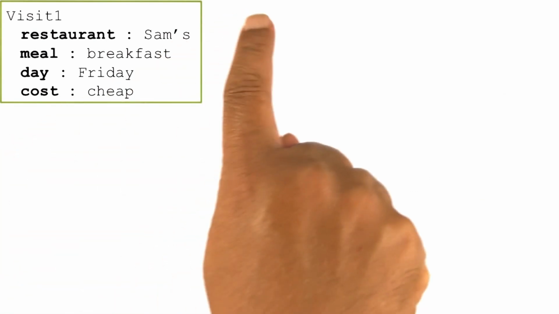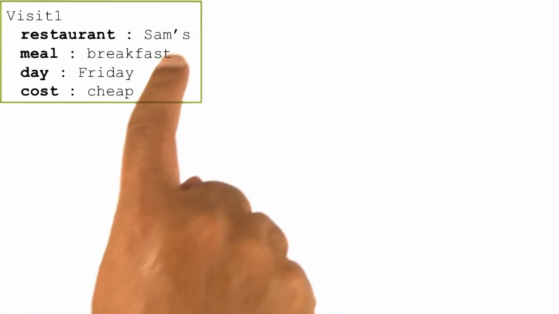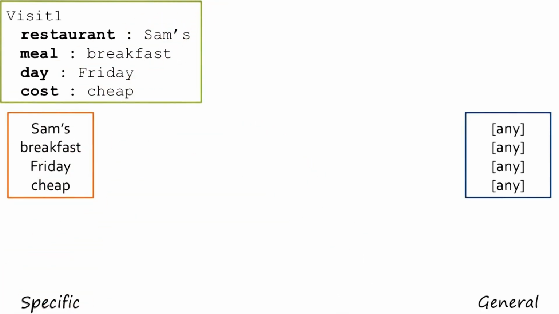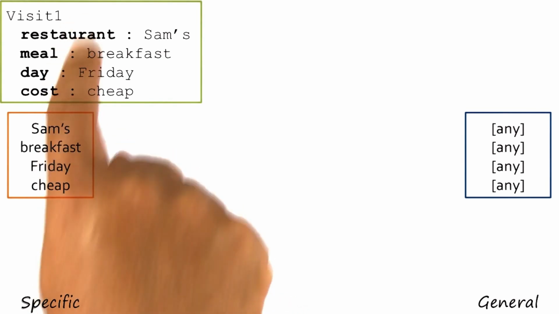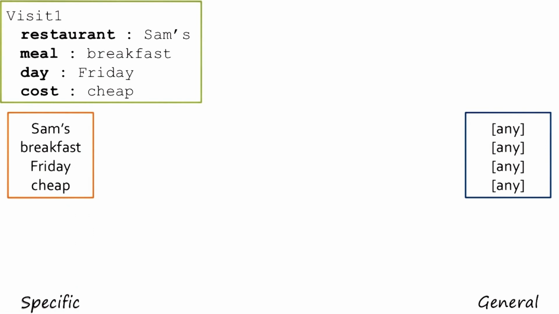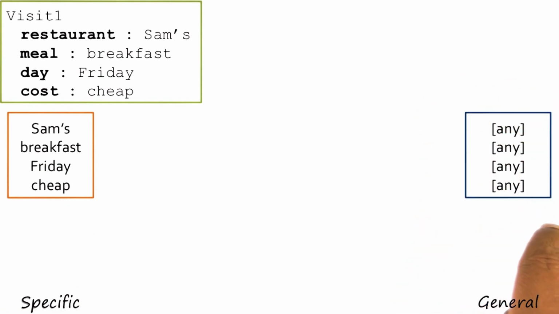These examples are coming one at a time, and let us see what happens when the first example comes. Here is the first example. The restaurant was Sam's, meal was breakfast, day was Friday, the cost was cheap. From this one example, I can construct a very specific model, which is exactly this example: Sam's, breakfast, Friday, cheap. You can't have anything more specific than this. And the AI agent can also construct the most general model, which is that it can be any restaurant, any meal, any day, and so on. You can't construct a more general model than this.